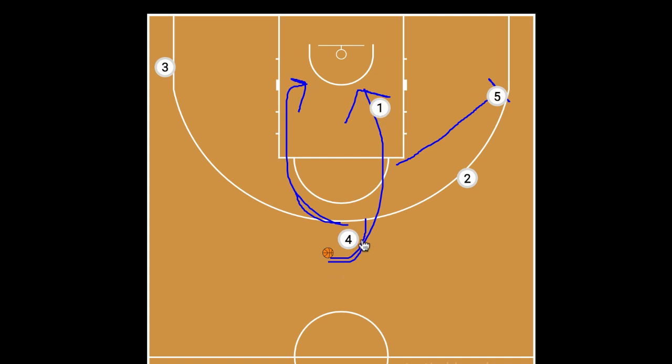So we have that, like I said, pick and roll here between number 1 and number 4, who's rolling. So number 1 is obviously driving to the basket. And number 4 is rolling. But now you also have number 3 coming off of that pin down screen to be open at the three-point line.